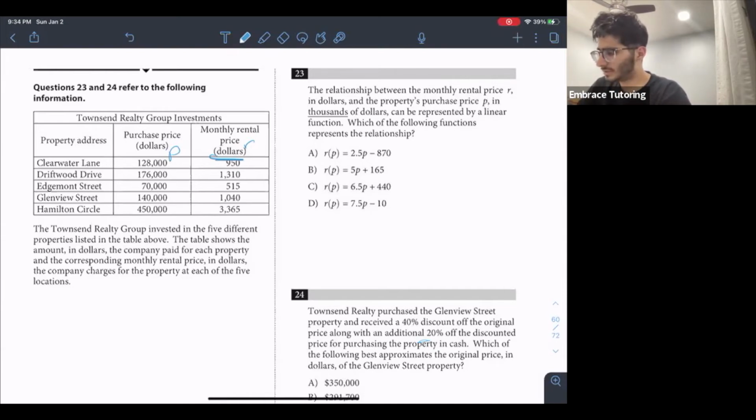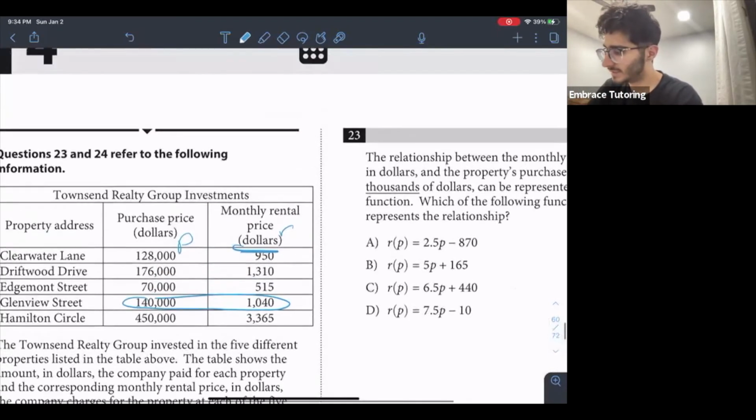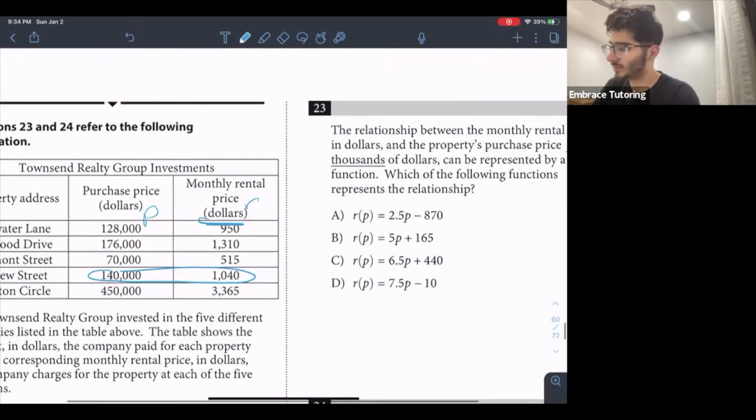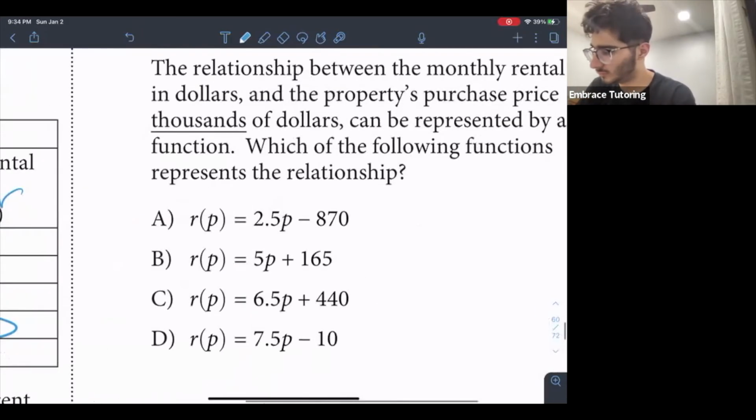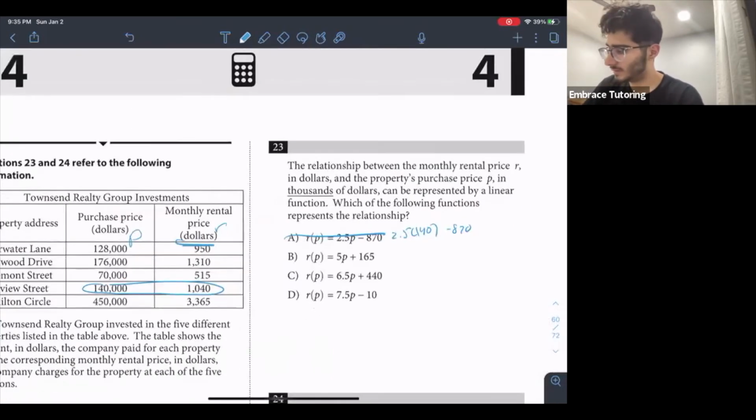So basically, you can just plug in to see which of the data points work, and make sure to not use the first one, because a lot of people use the first one. It could have worked for multiple. So let's try 140,000 and 1,040. So basically, if it's in the thousands, we just use the 140. So we do 2.5 times 140 minus 870. That's a negative number. That's wrong. Negative 520. It has to give you 1,040.